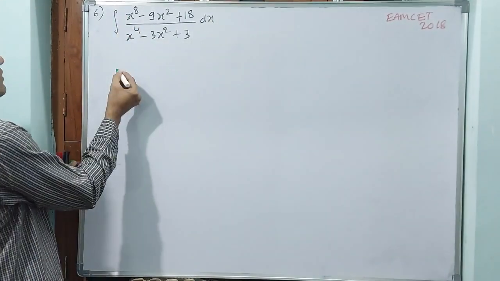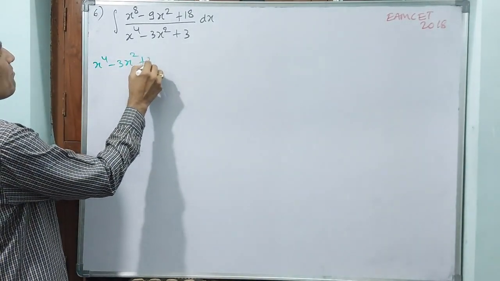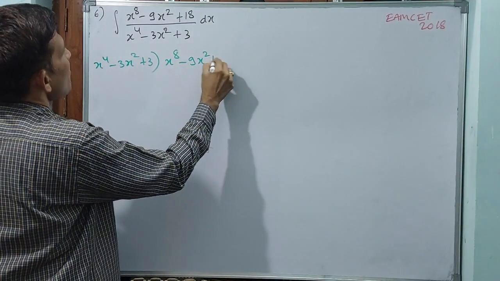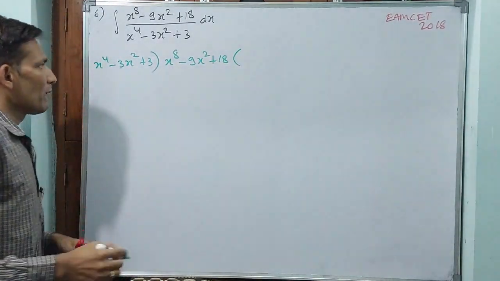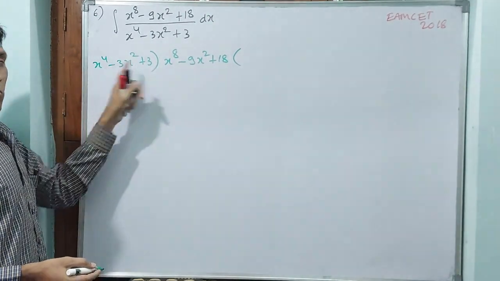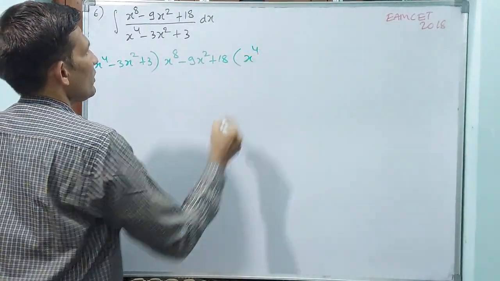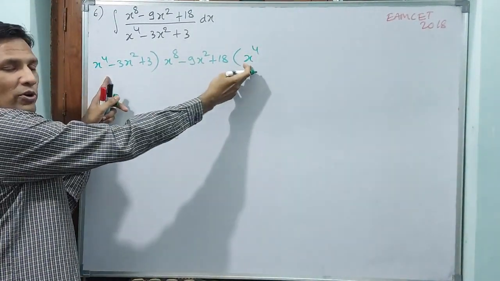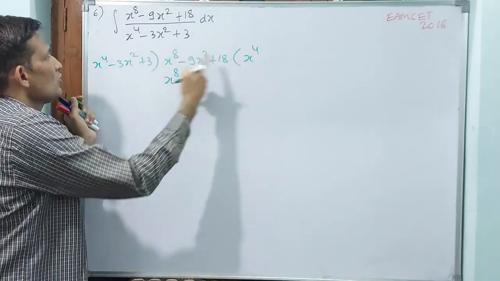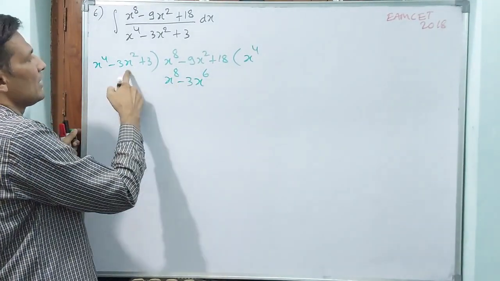See what I am doing now. I am dividing x to the power of 8 minus 9x square plus 18 by x to the power of 4 minus 3x square plus 3. See, x to the power of 4 is there, x to the power of 8 is there, and no coefficient, so simply you write x to the power of 4 only. Why? Because x to the power of 4 into x to the power of 4 gives x to the power of 8, and x to the power of 4 into minus 3 gives minus 3 x to the power of 6.